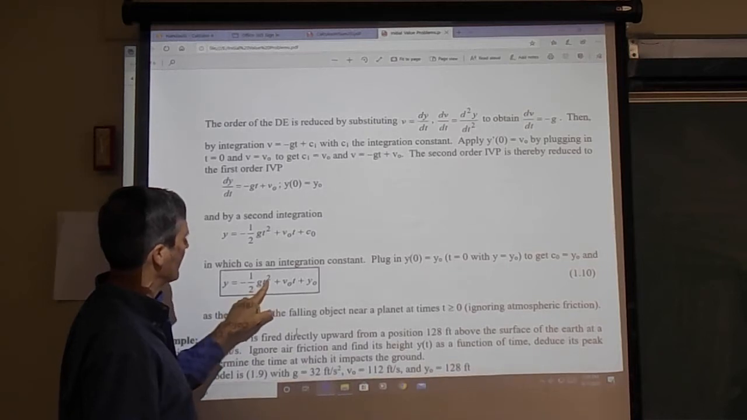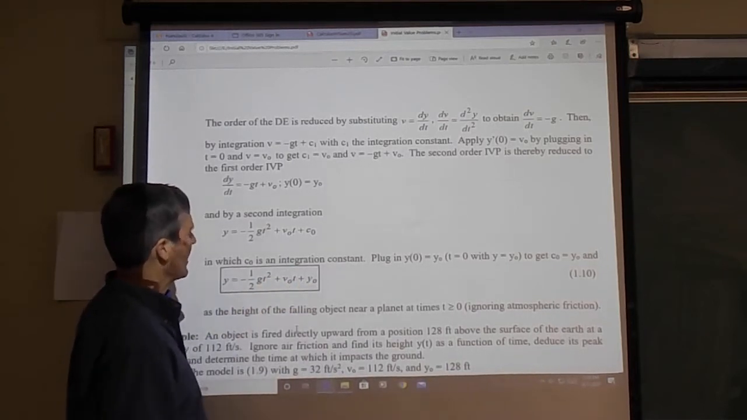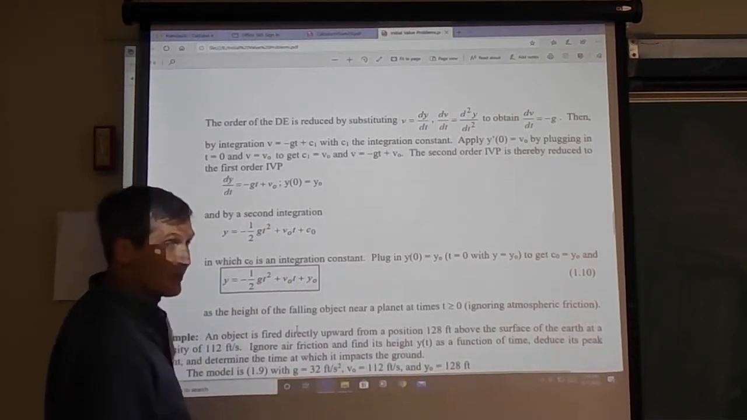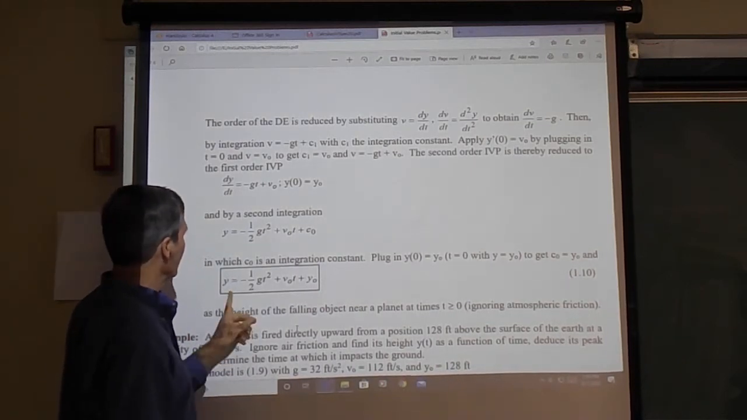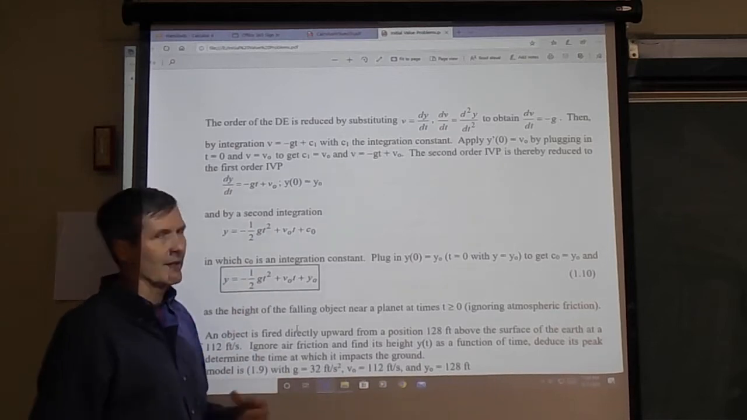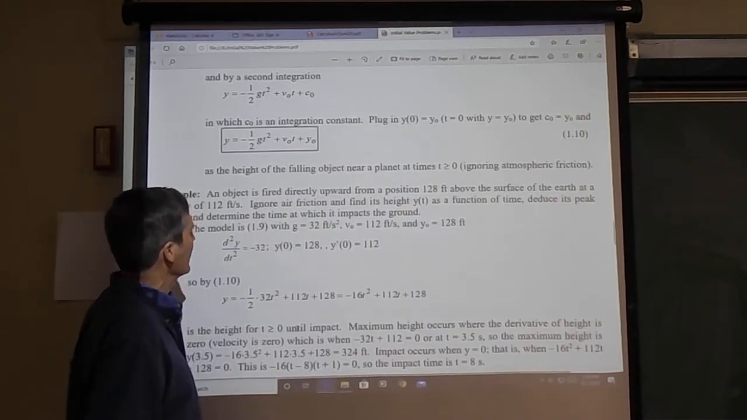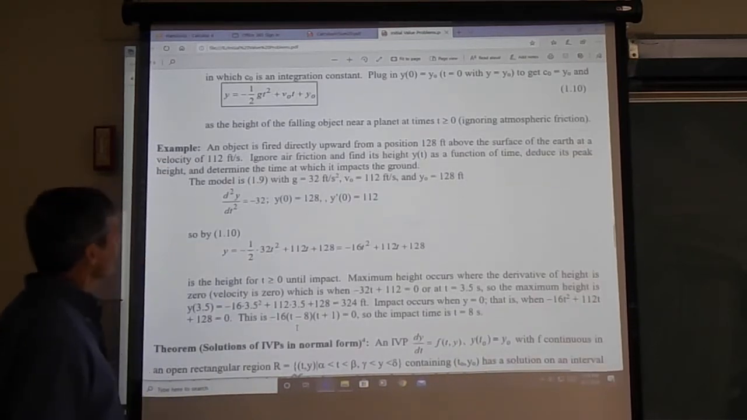y equals minus a half gt squared plus v0t plus y0 is a unique solution to the second order differential equation with two initial conditions. There it is. This is a very famous equation. You find it in your calculus book. You've actually seen it before if you think about it.